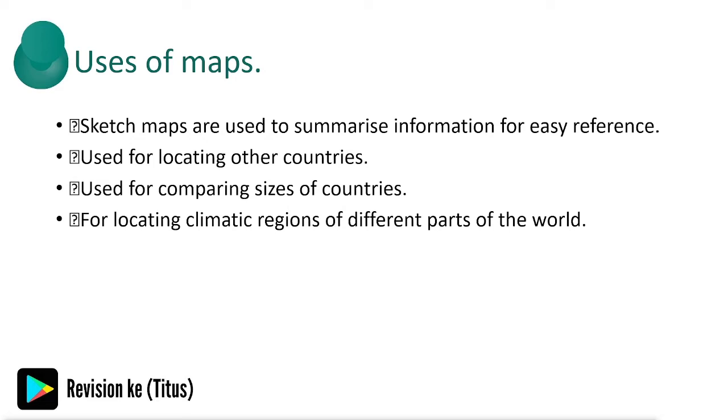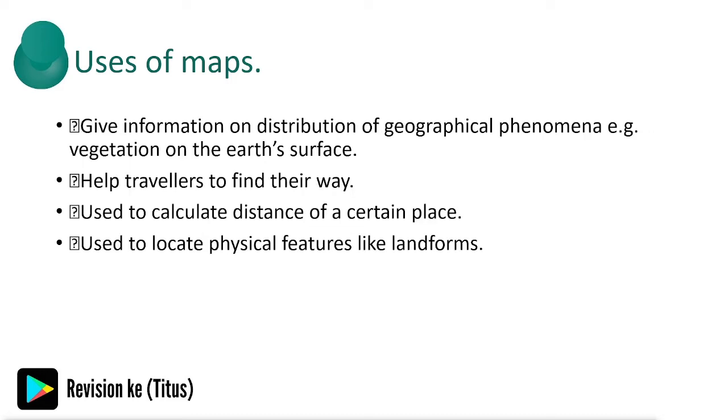Maps are also used for locating climatic regions of different parts of the world. They also give information on distribution of geographical phenomena. Helps travelers to find their way. Used to calculate distance over a certain place. Finally, used to locate physical features like landforms.